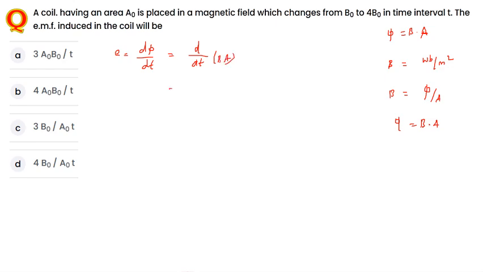Now the change here is that the magnetic field, or magnetic induction, is going to change. Area is not going to change; they have given the area as A naught. So in d by dt, the only change is B, and that is equal to the EMF. So A naught into what are the changes? Final minus initial. Final is 4 B naught, initial is B naught, divided by the time they have given as t.